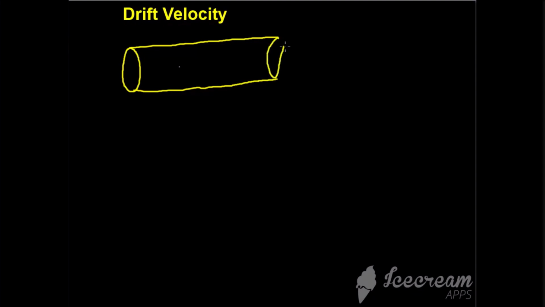So, drift velocity is the velocity acquired by the electron after the application of electric field. Here I draw a conductor. So this is a conductor. In the conductor, electrons are randomly oriented. That means they travel in different directions. So these are the electrons and they travel in different directions.